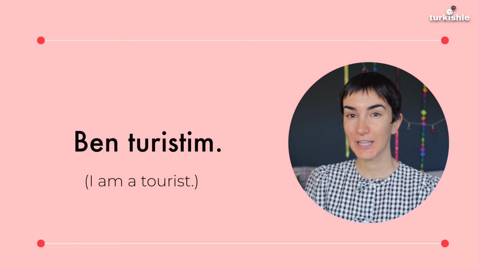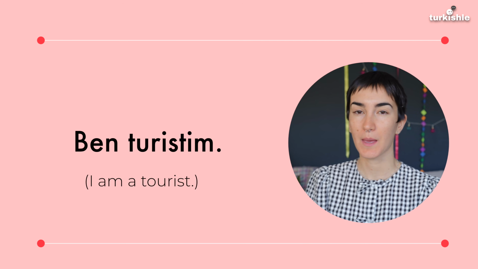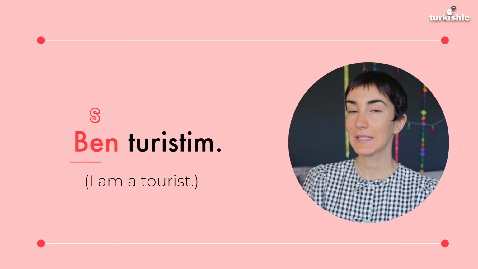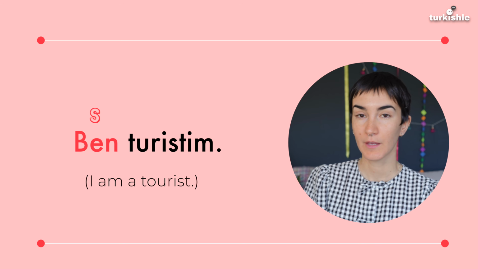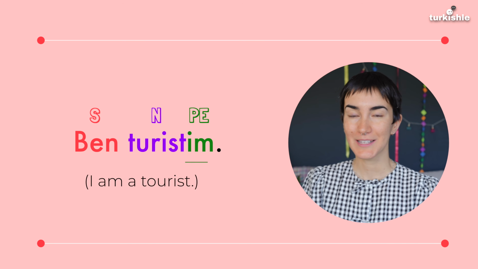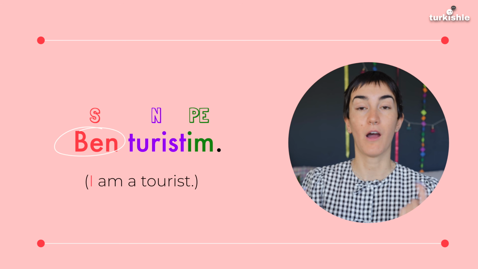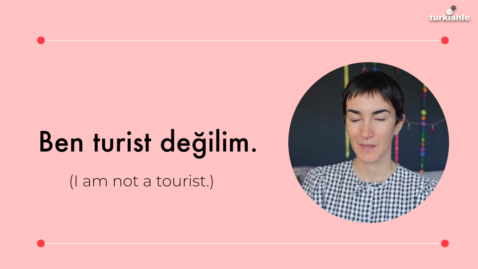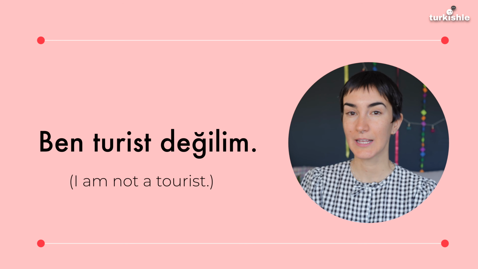Let's look at a simple sentence. Ben turistim. Ben is the subject. Turist is a noun. And im is the personal ending for ben, or I. And let's look at the negative. Ben turist değilim.